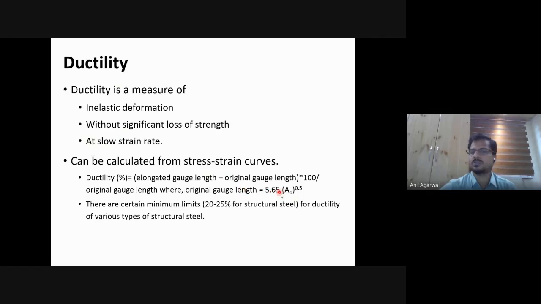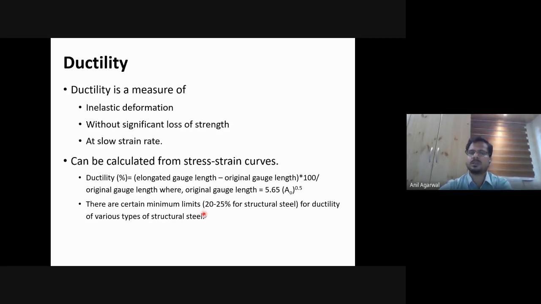So gauge length depends on the original cross-section area: the square root, multiplied by 5.65. These many millimeters of gauge length is used. And then ductility is basically a percentage of that original gauge length, so how much change in length it had. Okay. And at least 20 to 25% ductility is required.